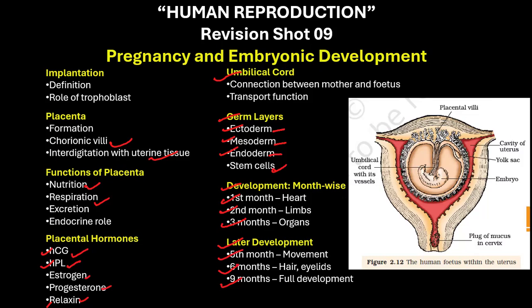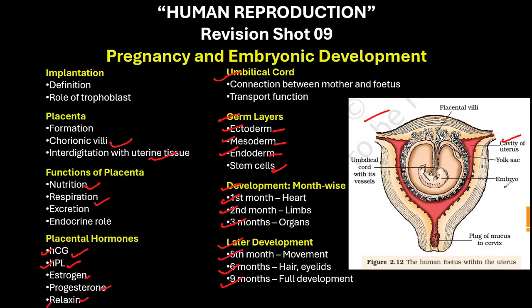Now we'll talk about this figure which is given in your textbook. This is a very important figure as far as the exam is concerned. This diagram shows the position, protection, and nourishment of the developing embryo or fetus inside the uterus during pregnancy. Now, the uterus or cavity of the uterus. The uterus is a muscular organ where the embryo implants and develops. The uterine cavity provides a protected environment for the growing fetus.